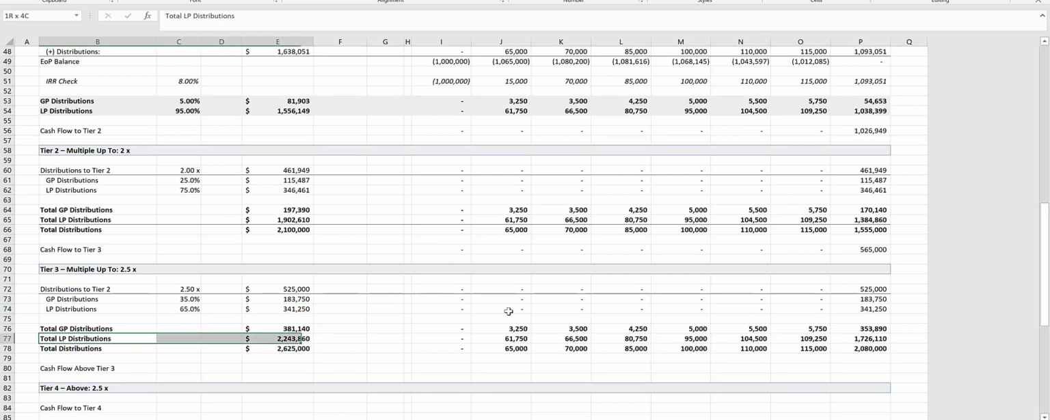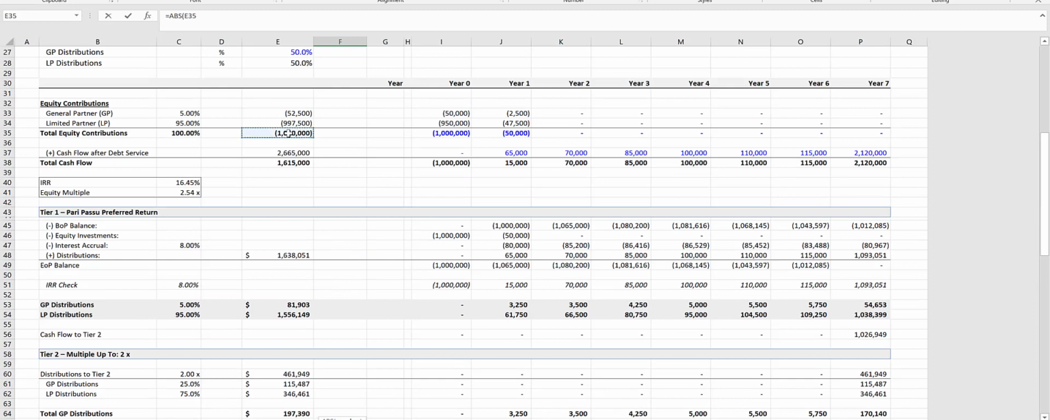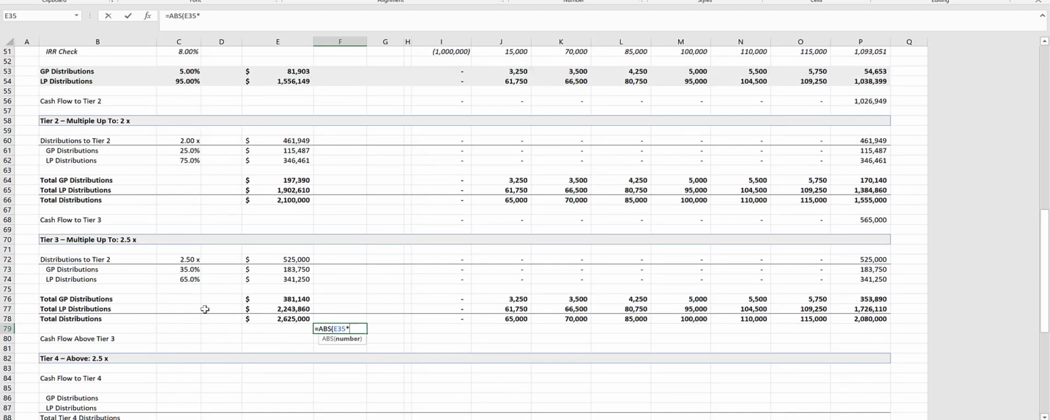Okay. So let's just check this out. 2,625,000 has been distributed by the end of tier 3. So is that what's needed? 1,050,000 times 2.5. Yep. 2.625 million. So we're all set here.